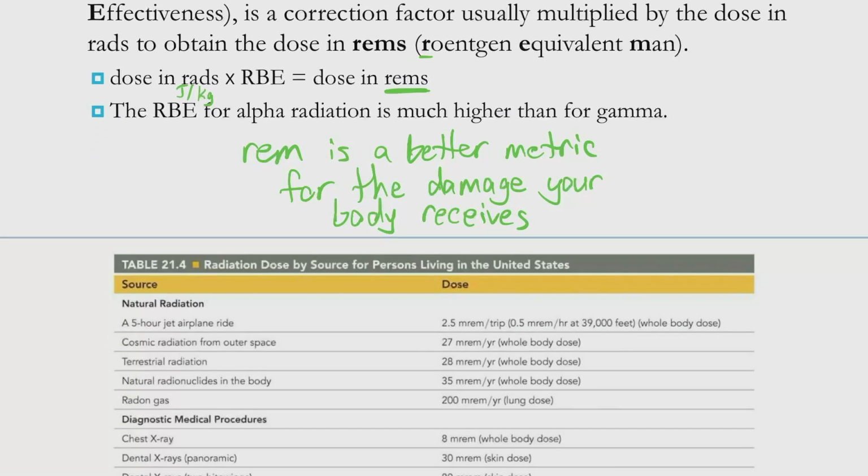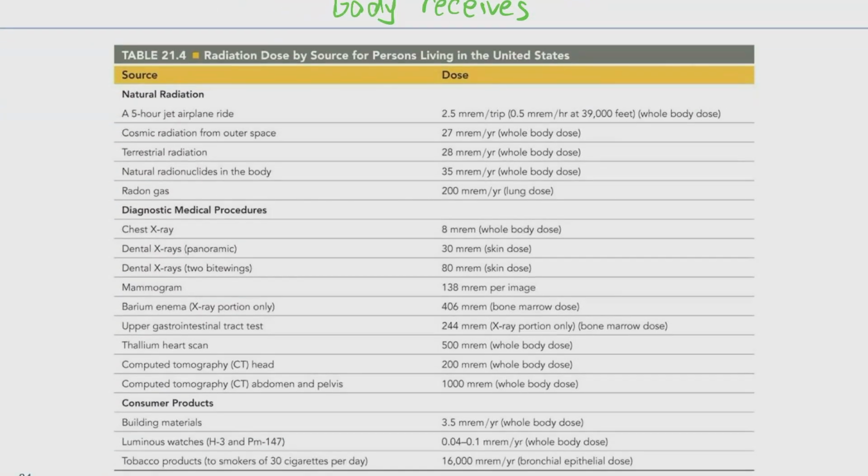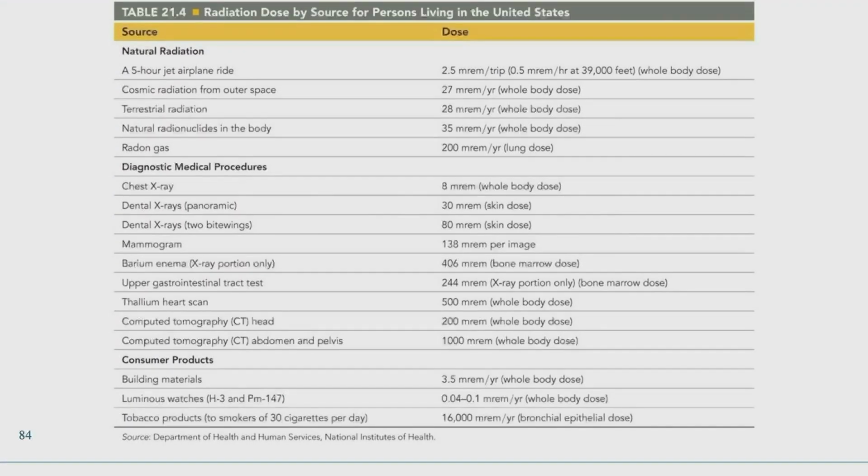And here's a table of a bunch of different radiation sources. So some sources of natural radiation. If you go on a 5-hour jet airplane ride, which makes it sound like it's for fun and not just to go see family over vacation, or not fun reasons, I don't know. You might get 2.5 millirem per trip. Cosmic radiation just from outer space, you'd maybe get 27 millirem per year. So just normal living your regular life, assuming that you don't live under a concrete dome the entire time, you're likely to experience something like 27 millirem in a year.